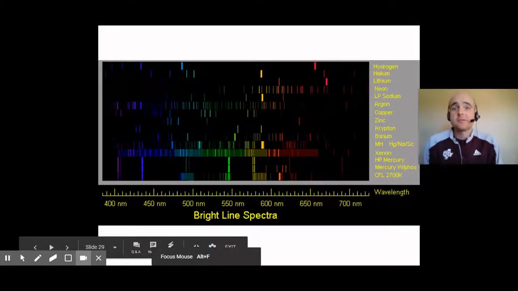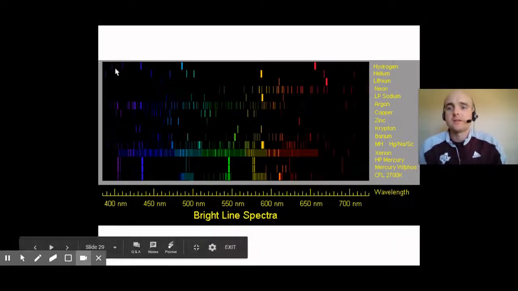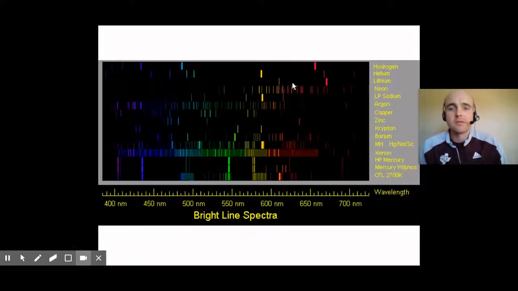Here are some examples of bright line spectra, and you can see that hydrogen doesn't have too many lines, and helium has a few more. Lithium will have just a few, but they're all in different places. They're all unique to that element, and they're all very special. Xenon has quite a few of them.